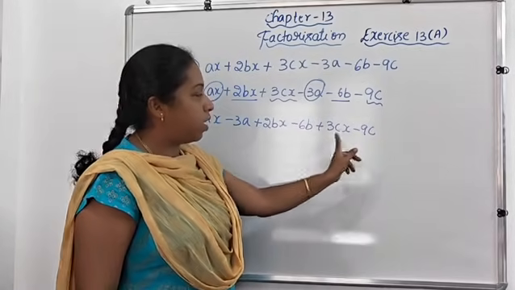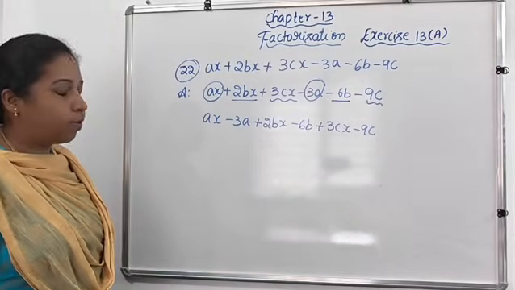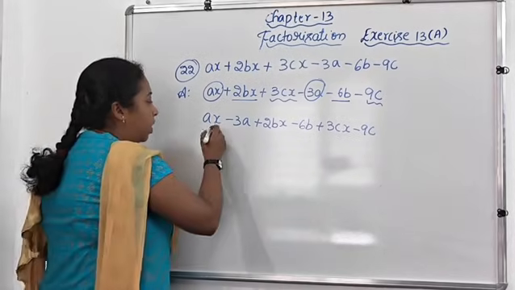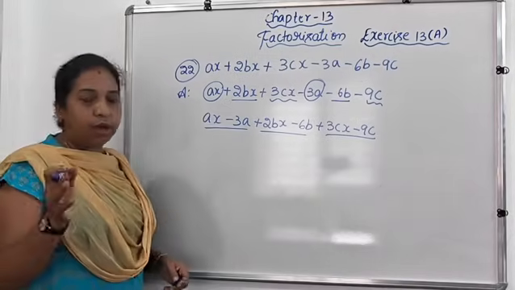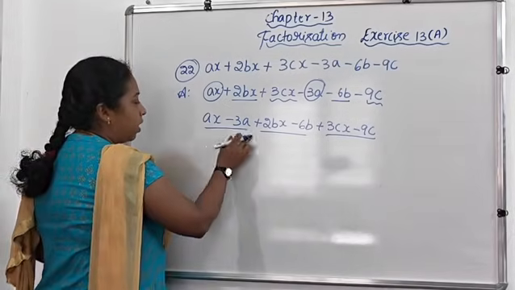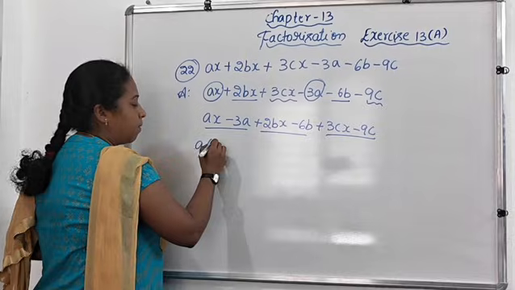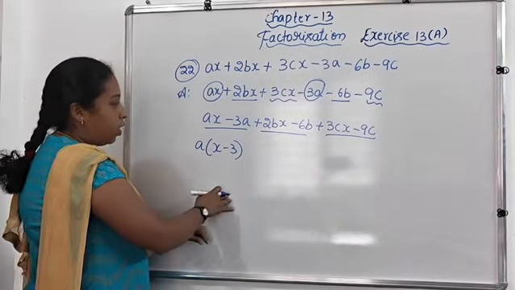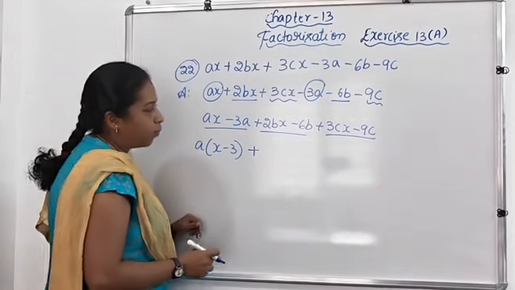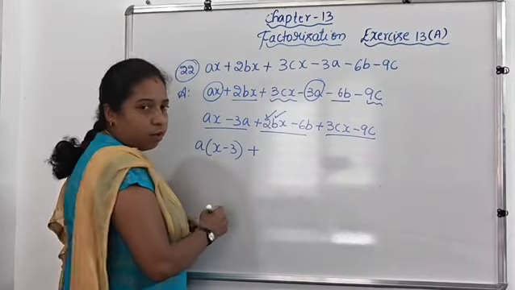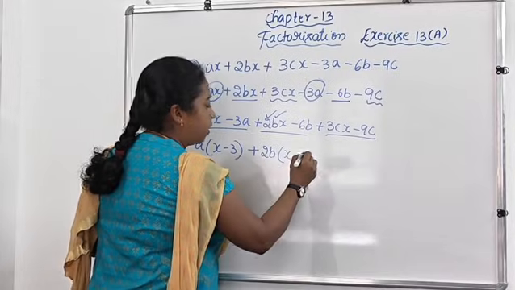See, at least one alphabetic letter will be the same in all the alteration problems. So let's go for taking a common and check the common factors perfectly. In this pair, a will be common. If a is common, the remaining is x minus 3. Plus here, 2b as a common. If 2b is common, then the remaining is x minus 3, since 2 threes are 6b.